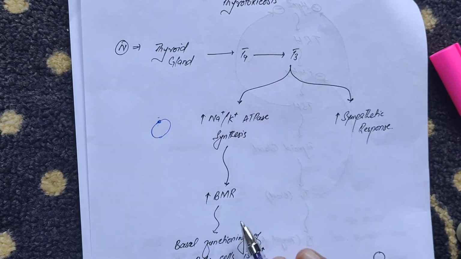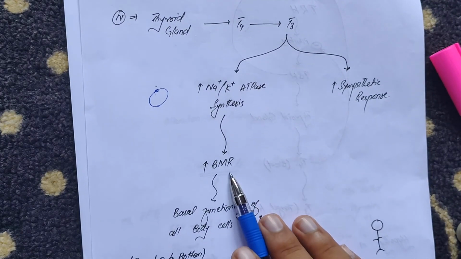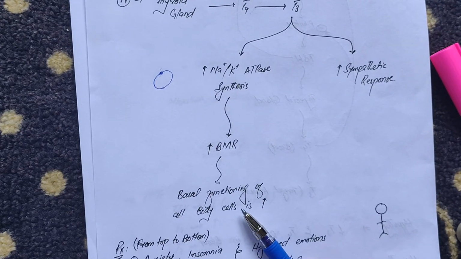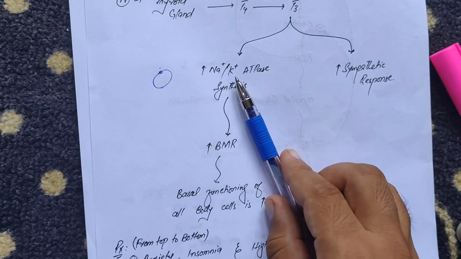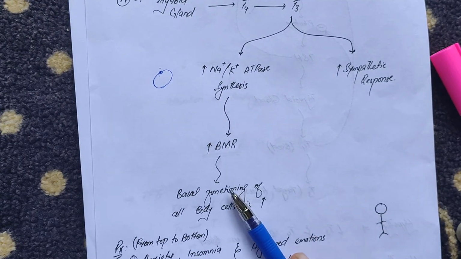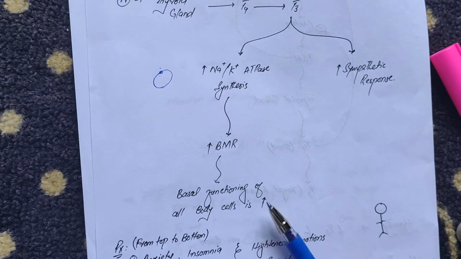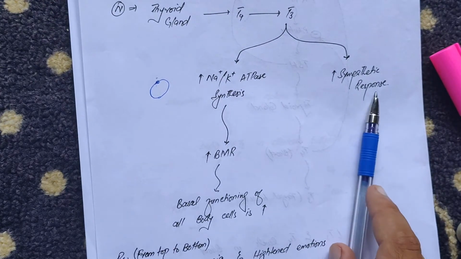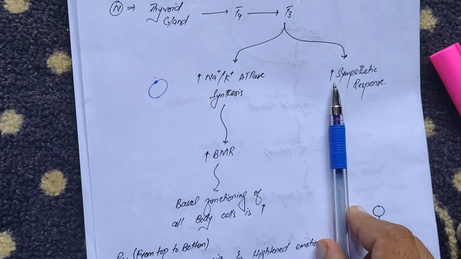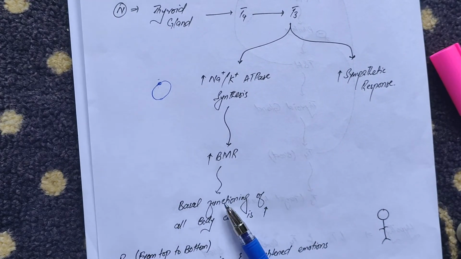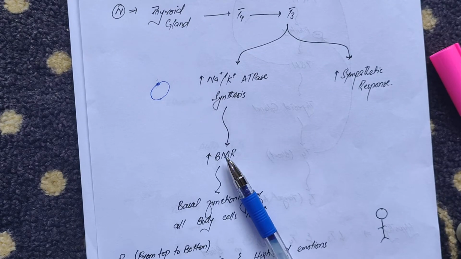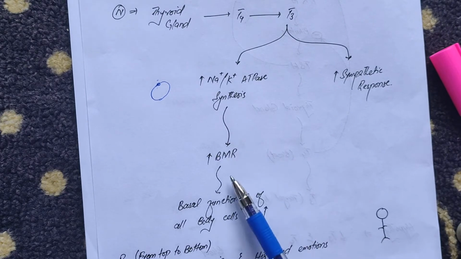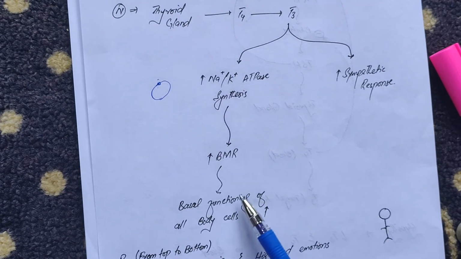Due to the increased synthesis of this pump, the BMR, the basal metabolic rate, increases. Mainly you can say that all the functions of all the cells increase due to this increased pump synthesis. And the second thing that T3 does is that it increases the sympathetic response. So you will see the various sympathetic symptoms, and you will also see the various functions that are increased in hyperthyroidism and decreased in hypothyroidism. So you know that thyroid hormone is essential for your normal functioning as well as development.